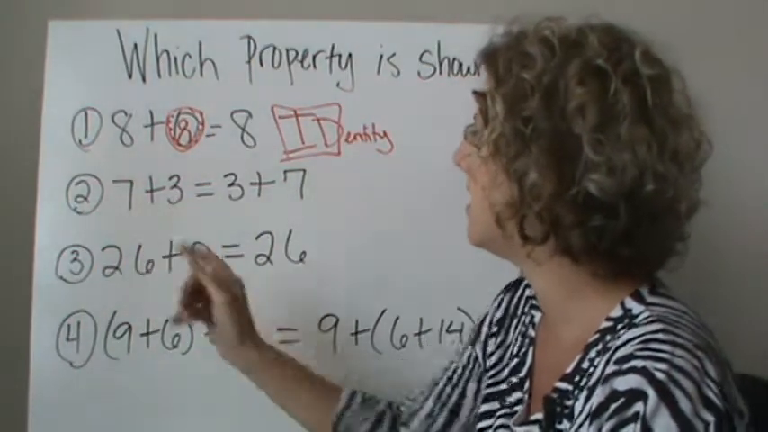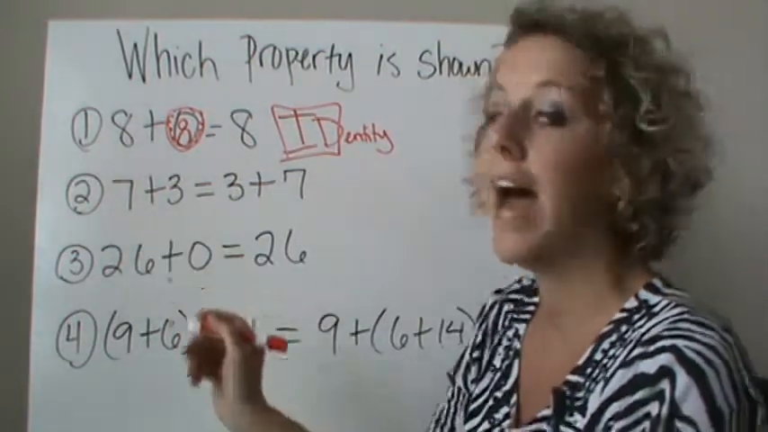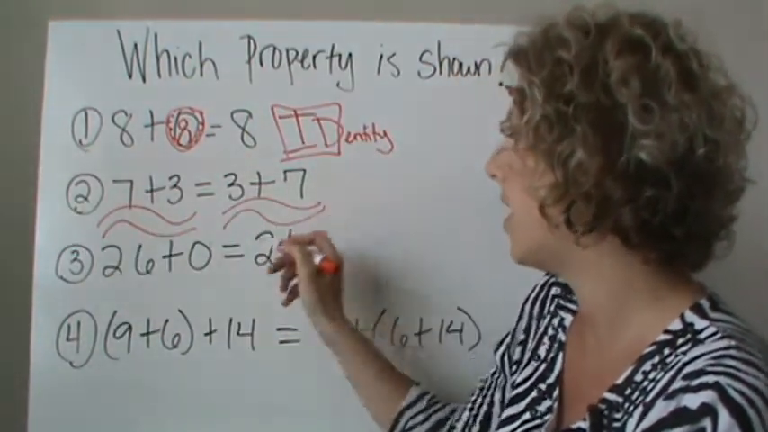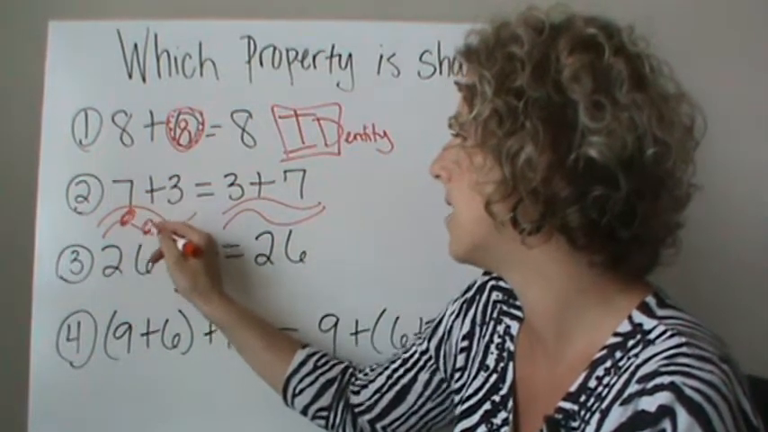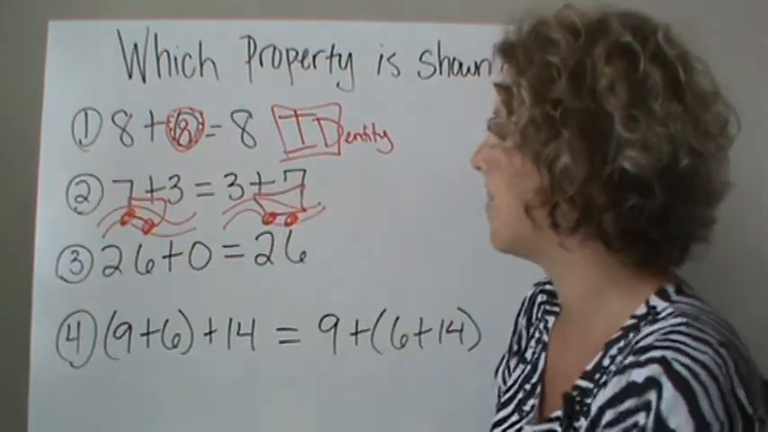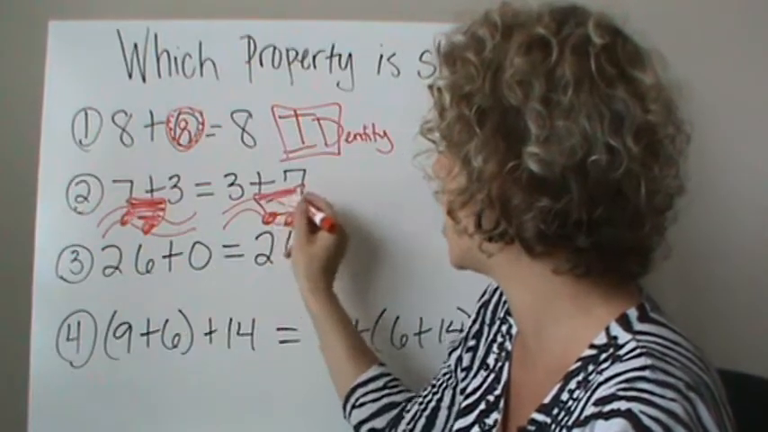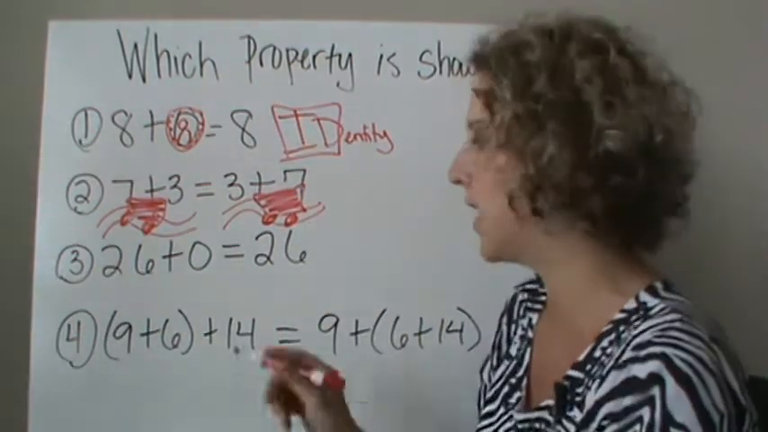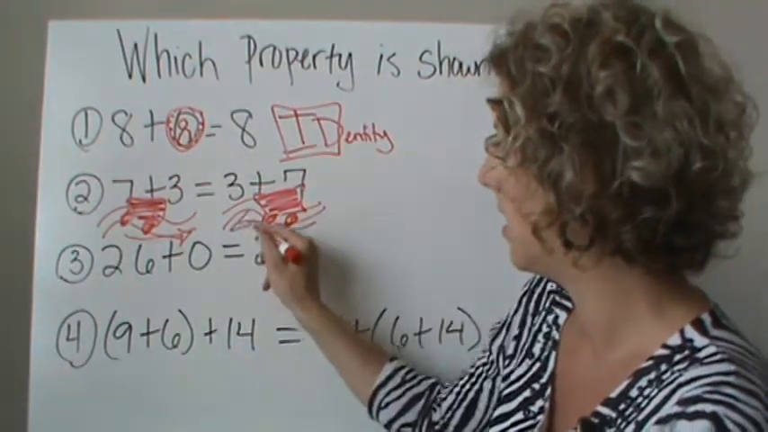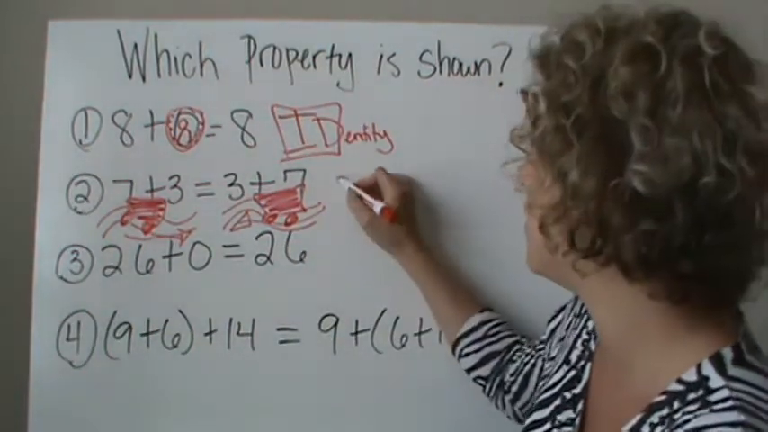The second example, 7 plus 3 equals 3 plus 7. Alright, so I see that the order is changed. It was 7 plus 3, now it's changed. That reminds me of commuting to school on the same road. Even if I go one way, and then I flip-flop it and go a different way. So here's my car, my fancy schmancy car, and I'm going to go 7 plus 3, then I'm going to flip-flop it, 3 plus 7. I know that that's the commutative property of addition.